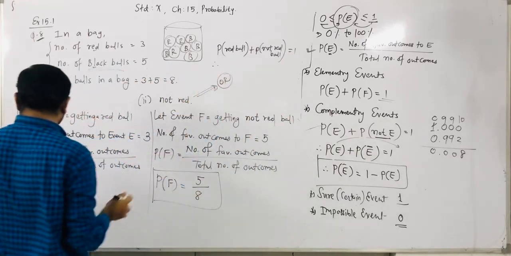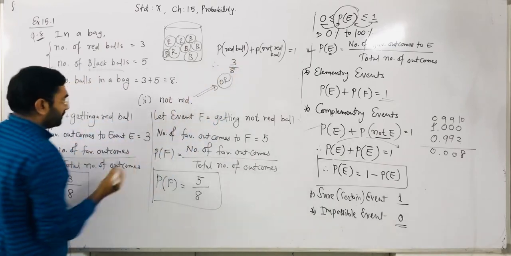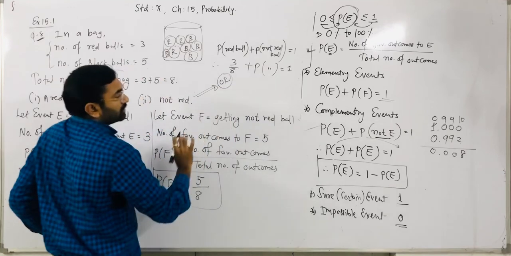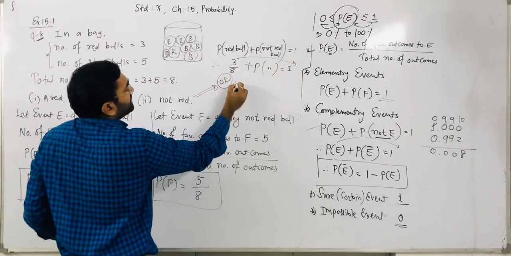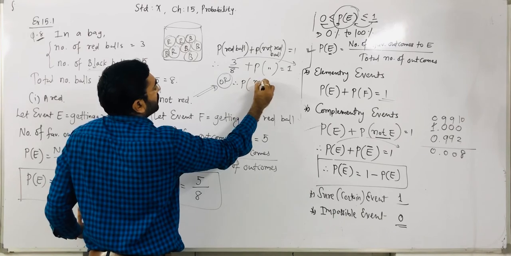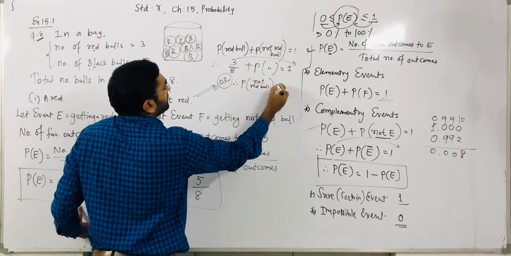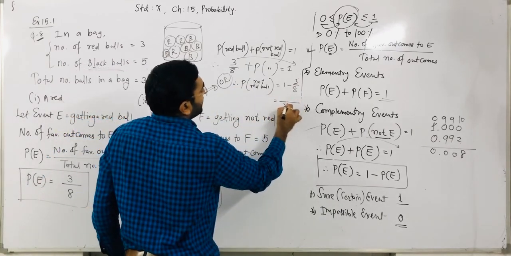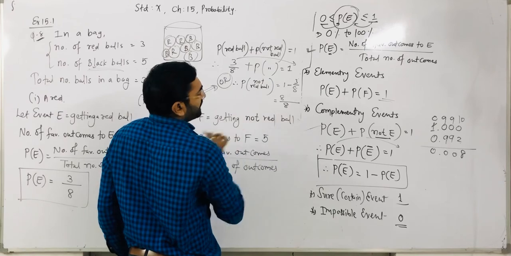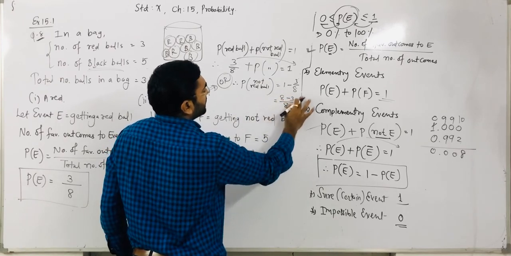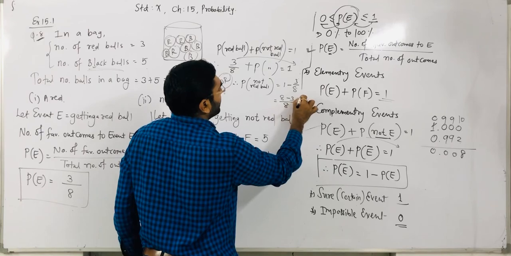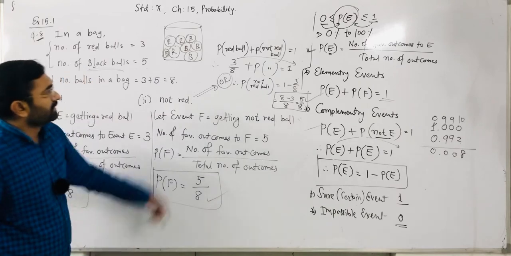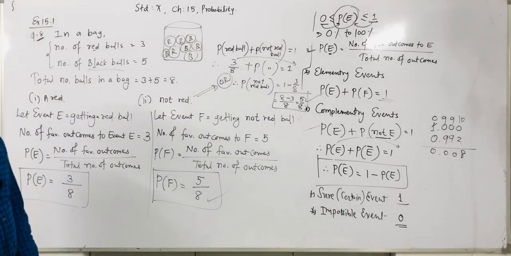Now the probability of red ball, which you found in the first question, is 3 by 8, right? And what we require, the probability of not red ball, is equal to 1 minus 3 by 8, because the 3 by 8 goes to the right hand side and becomes a minus. So take 8 as the LCM: 8 minus 3 means what? 5. Divided by 8. Right? 5 by 8. That way also you can solve using a complementary event.